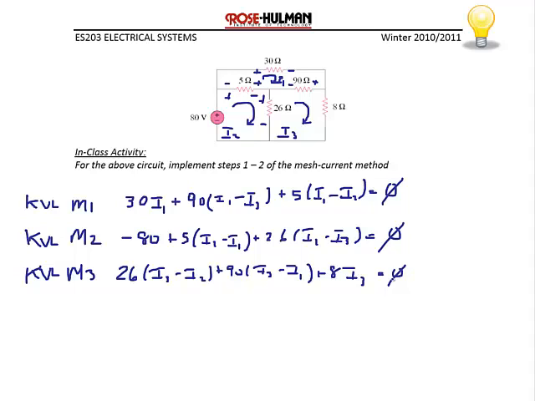So that's 3 equations and 3 unknowns. So when I solve, I1 is equal to 2 amps, I2 is equal to 5 amps, and I3 is equal to 2.5 amps.